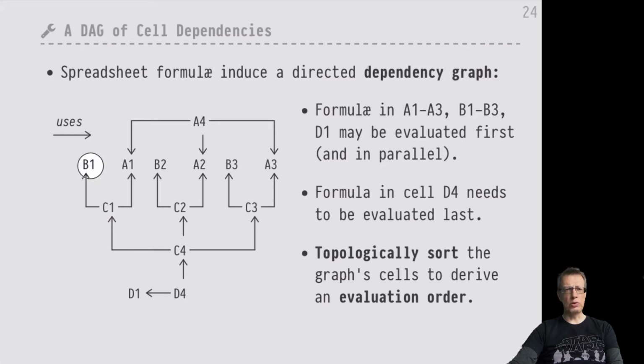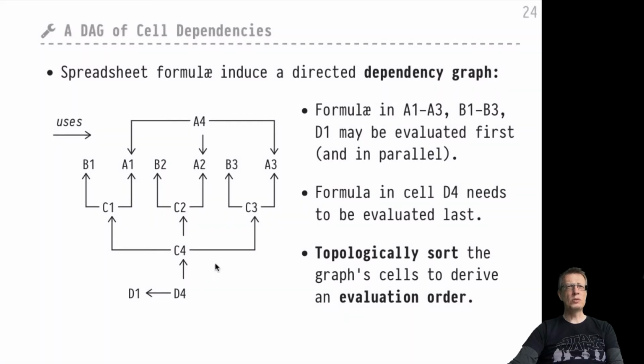Once we know B1 and A1, and it's easy to know these because they do not refer to anything else, we could evaluate C1. Likewise, we could evaluate C2 and C3. And once we have all of these, we could evaluate C4. And only in the very last step, we could evaluate D4. D4 would be the last cell that has to be evaluated here.